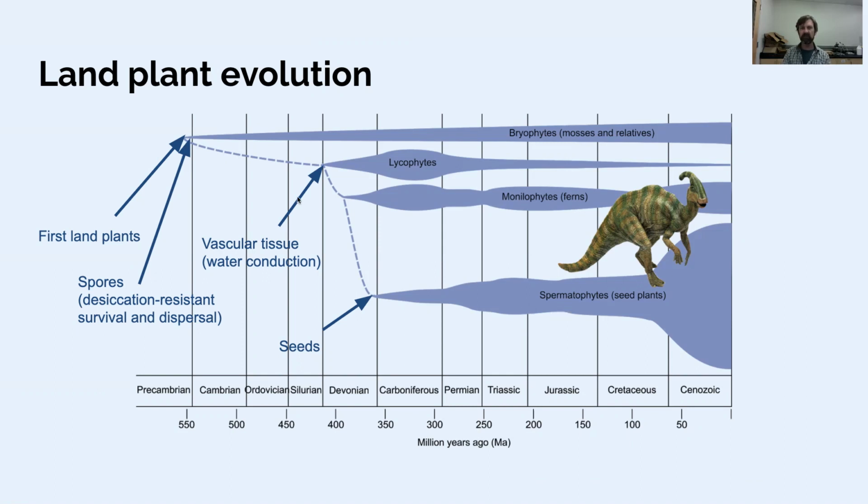So just from this diagram, you can see that developing new strategies or evolving new abilities allow these groups to diversify and become different groups that we have over time. And then finally giving us the land plant, flowering plants that are the most diverse today.